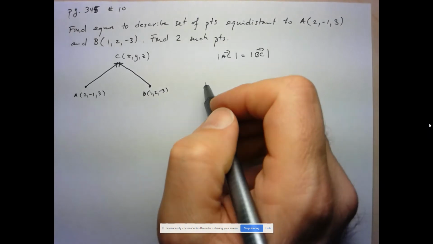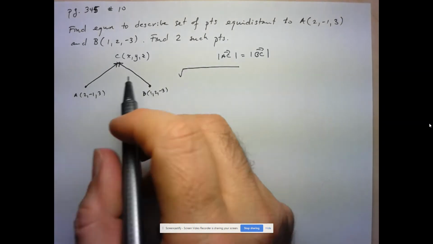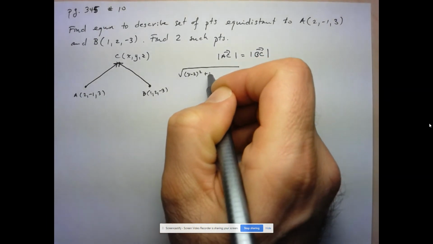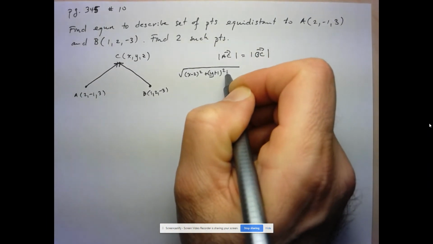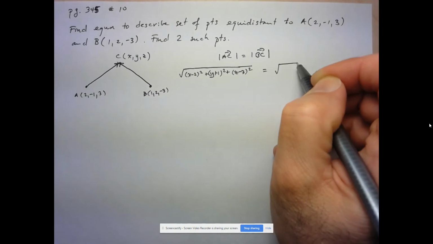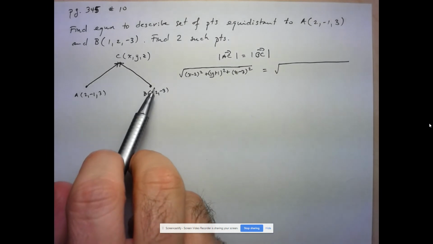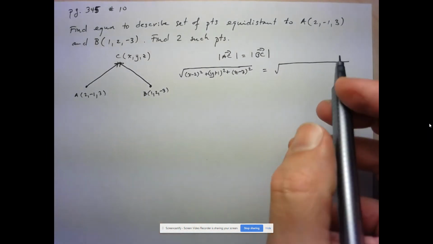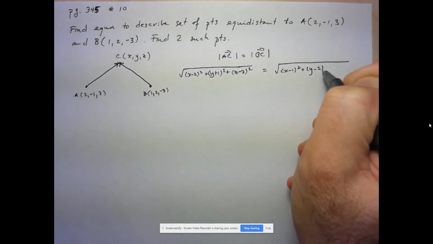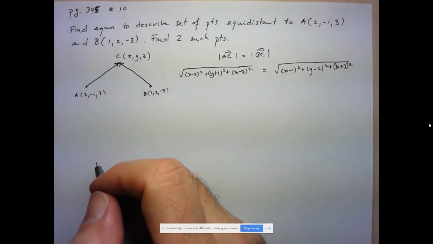So the magnitude of AC is going to be the square root of, remember AC, second minus first, so it's going to be (x minus 2) squared plus (y plus 1) squared plus (z minus 3) squared. And then that's equal to the magnitude of BC. So again, BC is going to be x minus 1, y minus 2, z plus 3. So the magnitude is going to be the square root of (x minus 1) squared plus (y minus 2) squared plus (z plus 3) squared. Okay, and what we have is an equation.